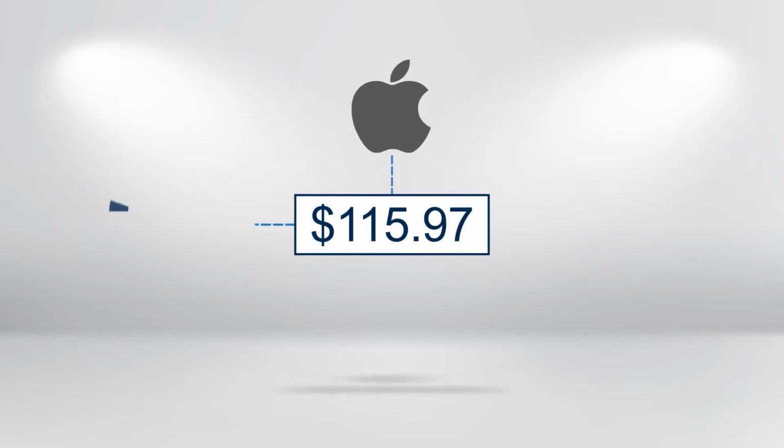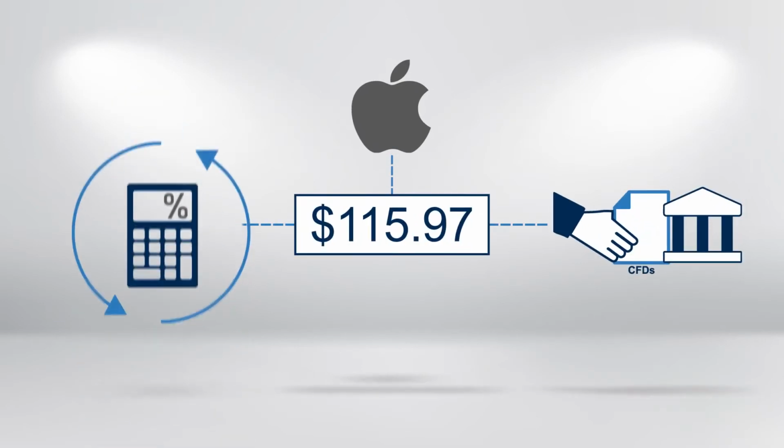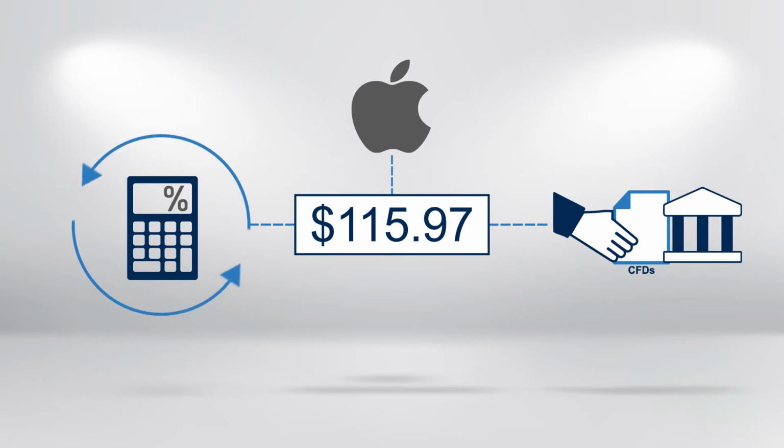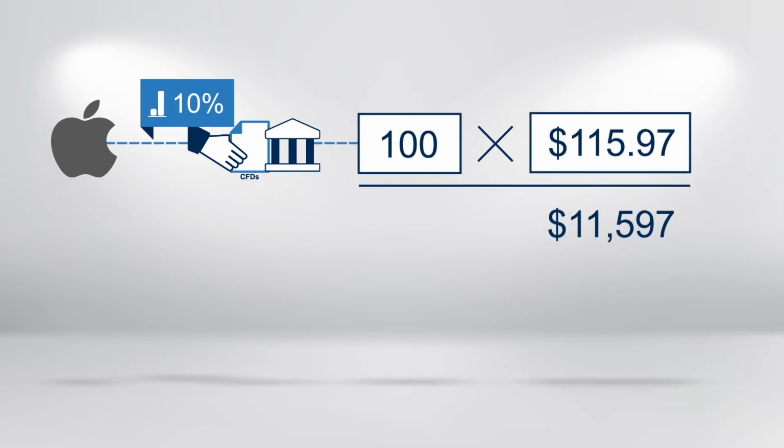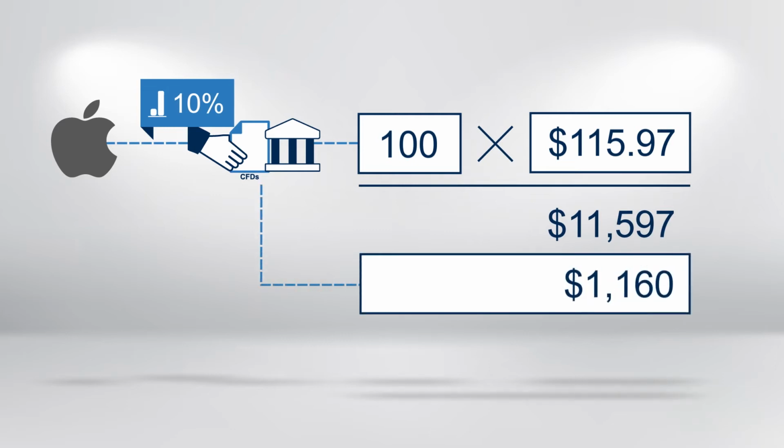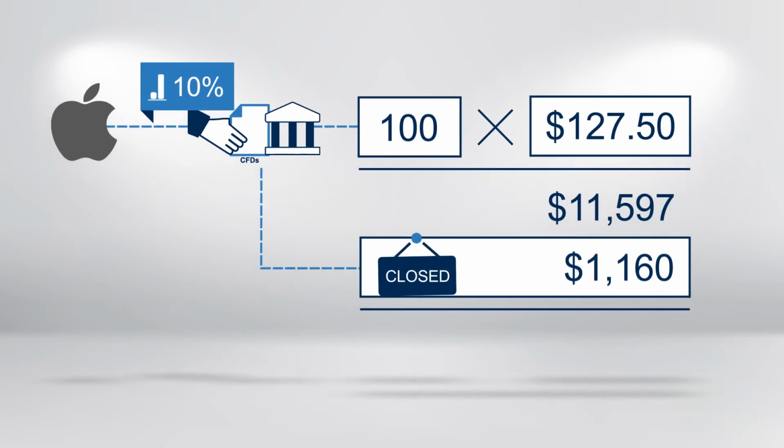Now let's do the same trade again, but with a CFD. If the same trade is transacted with a CFD, the return calculations change significantly. Assume that your CFD provider quotes a margin of 10% on Apple stock. To buy 100 shares costing $11,597 will require just $1,160 in your margin account. When the share price rises to $127.50, you close the CFD position, and just like the stock trade, your profit is $1,153.